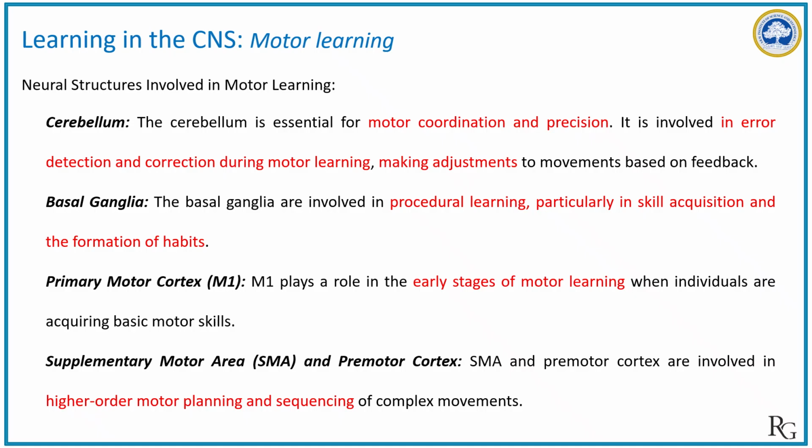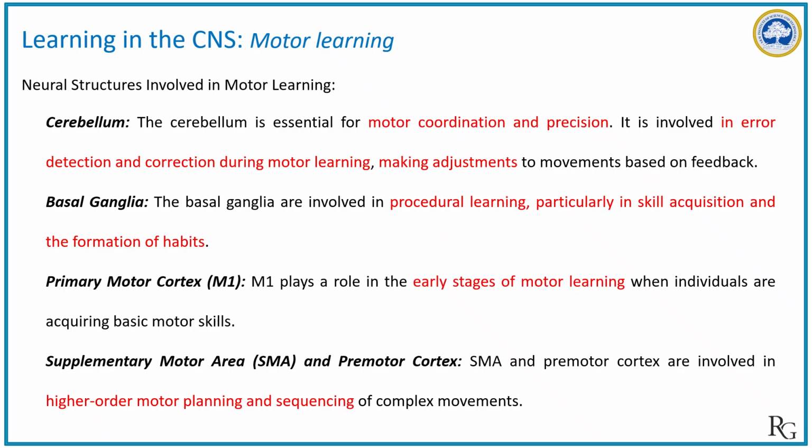Next, we have the basal ganglia. The basal ganglia play a critical role in procedural learning, that is learning skills through practice and repetition. They are particularly important in habit formation and refining skills that eventually become automatic. For example, when you learn to play a piano piece, the basal ganglia help shift those movements from conscious effort to smooth and habitual performance.